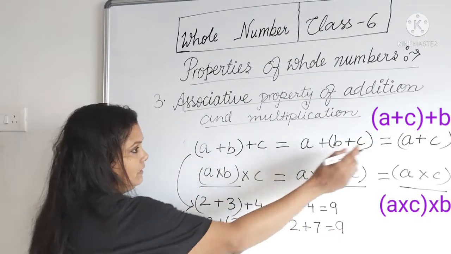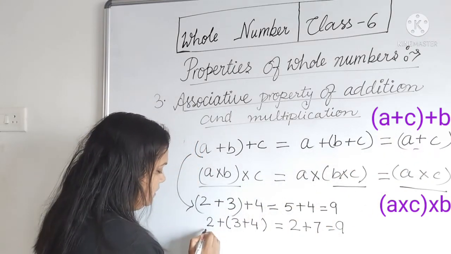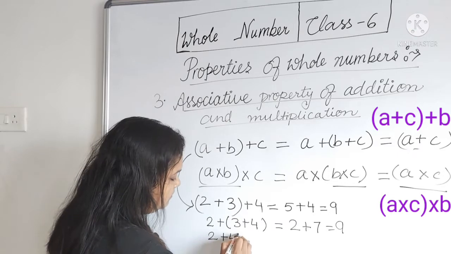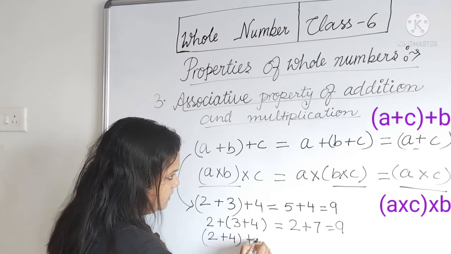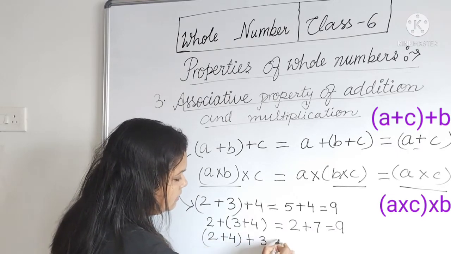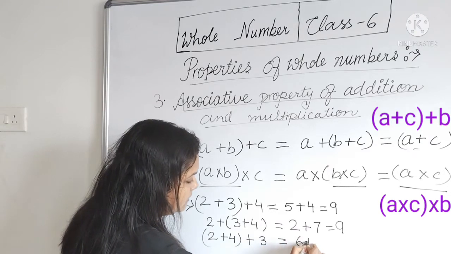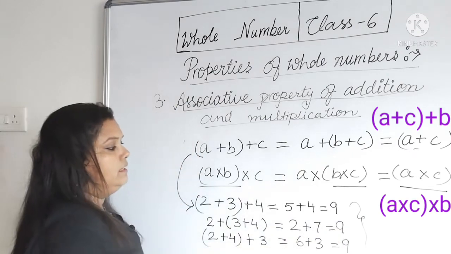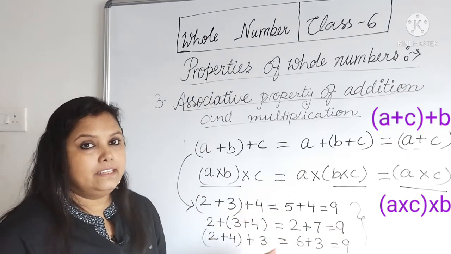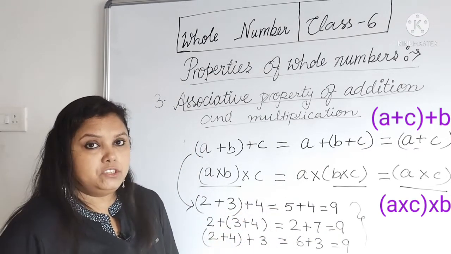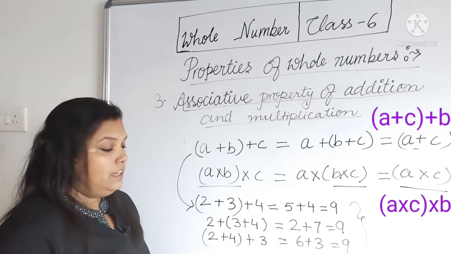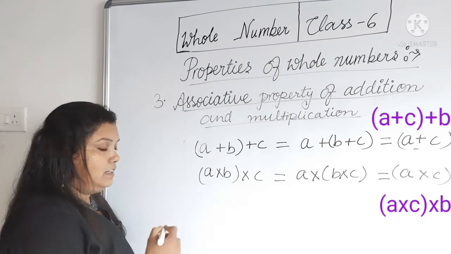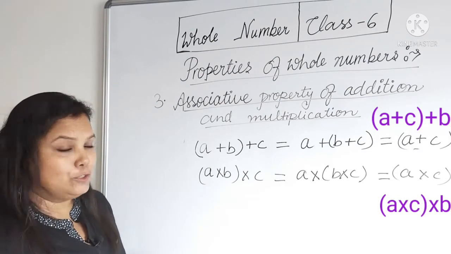And the last one, that means we are going to do this one. So 2 plus 4 plus 3 will get 6 plus 3 equals to 9. So as you can see, in all the cases we get the same result even if we changed the order of their grouping. Okay, now we will check whether it is true for multiplication also or not.